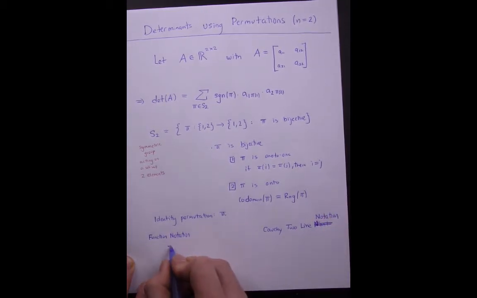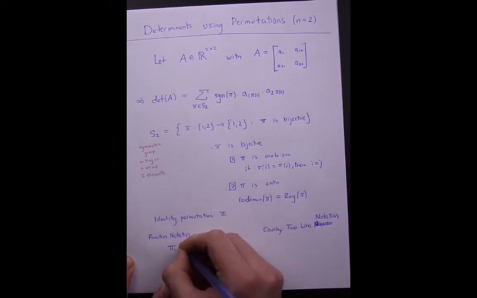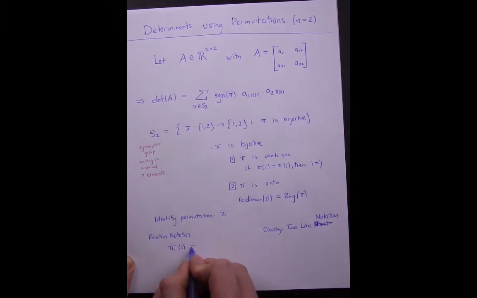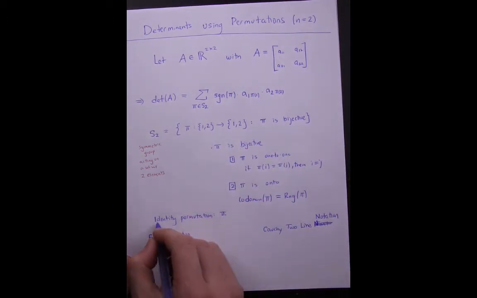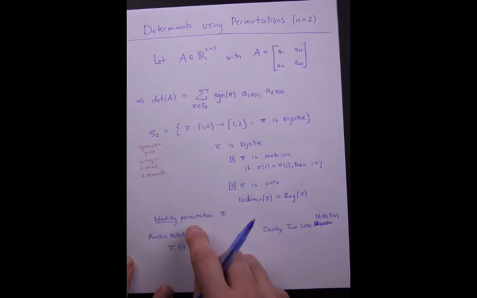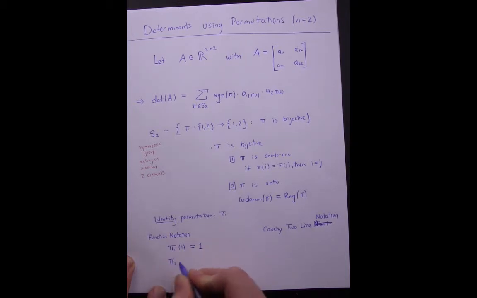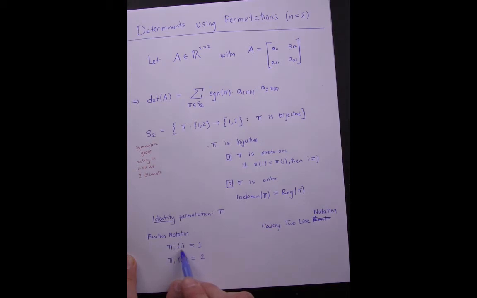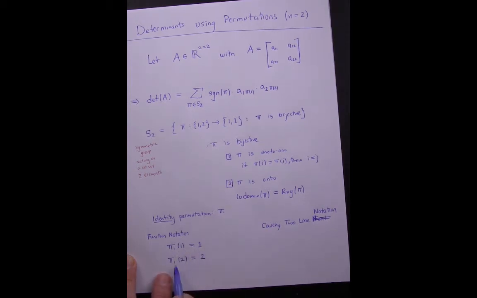Function notation requires that for each element of 1, 2, we say what the corresponding output is. In the identity permutation, we maintain the same value. So if I put in a 1, I get out a 1. For pi 1 of 2, my input value is 2, and we get out a 2. In other words, the identity permutation, which we're going to call pi 1, inputs a 1, puts out a 1, inputs a 2, outputs a 2.